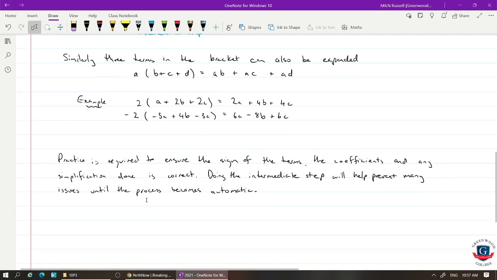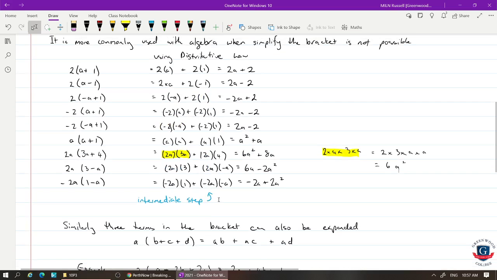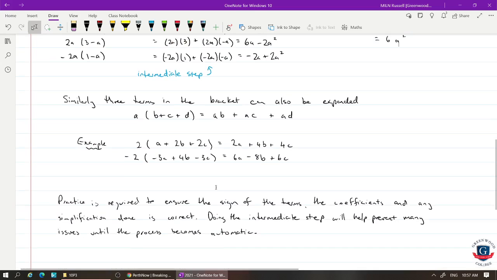Now, practice is required to ensure you get the signs correct, the coefficients correct, remembering to multiply and not add, and any simplification that you do is done correctly. This intermediate step here will help prevent many issues when you start out, until the process becomes really automatic and you don't have to think about it anymore.